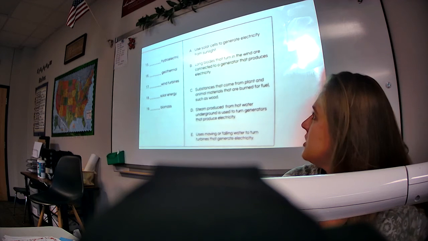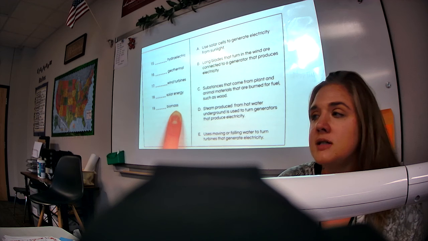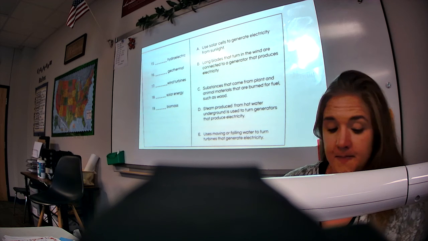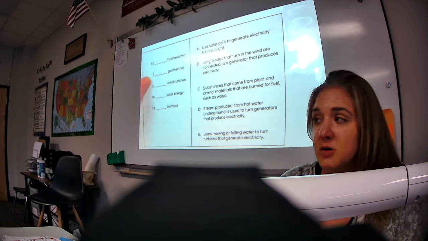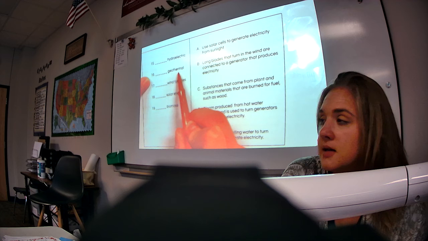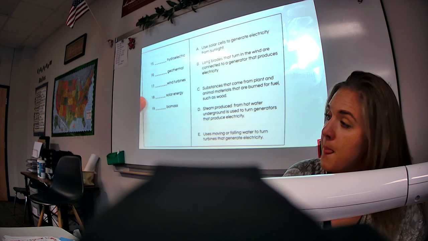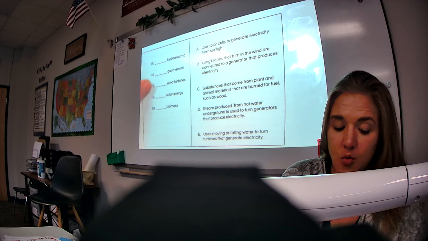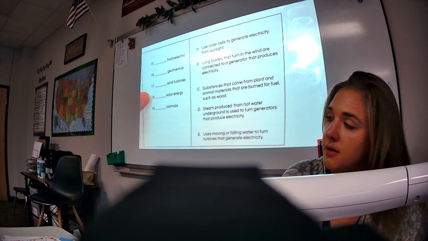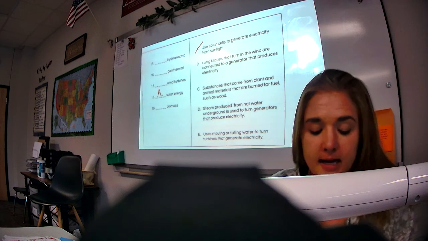Uses solar cells to generate electricity from sunlight. What type of energy is that? Uses solar cells. Caleb? Geothermal? Not geothermal. Remember, geo means earth, therm means heat. Which one uses solar cells? Hydroelectric, geothermal, wind turbines, solar energy, biomass. Solar energy. Good. Remember, solar meaning sun.